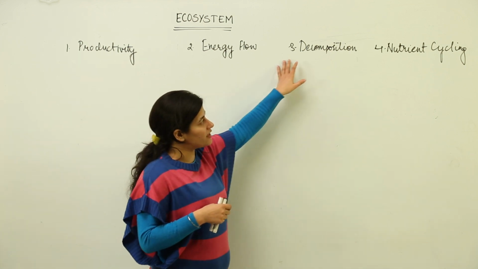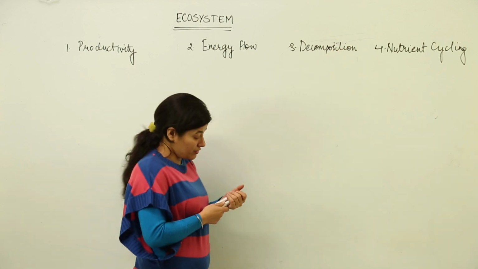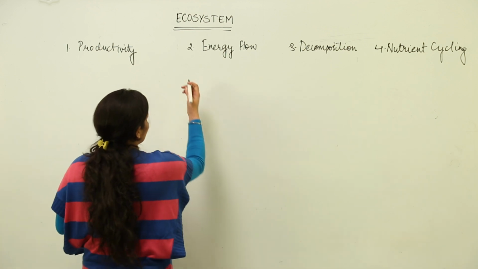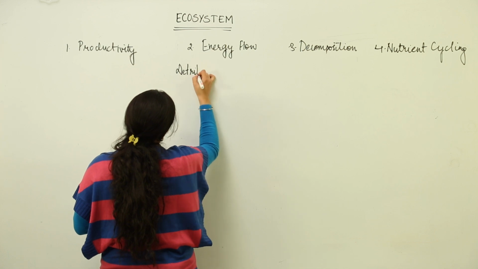So how does that take place? That would take place by the process of decomposition. Very important. Time and again I'm repeating. When I'm saying that it is about decomposition, another thing that I need to take into consideration is the detritus food chain.